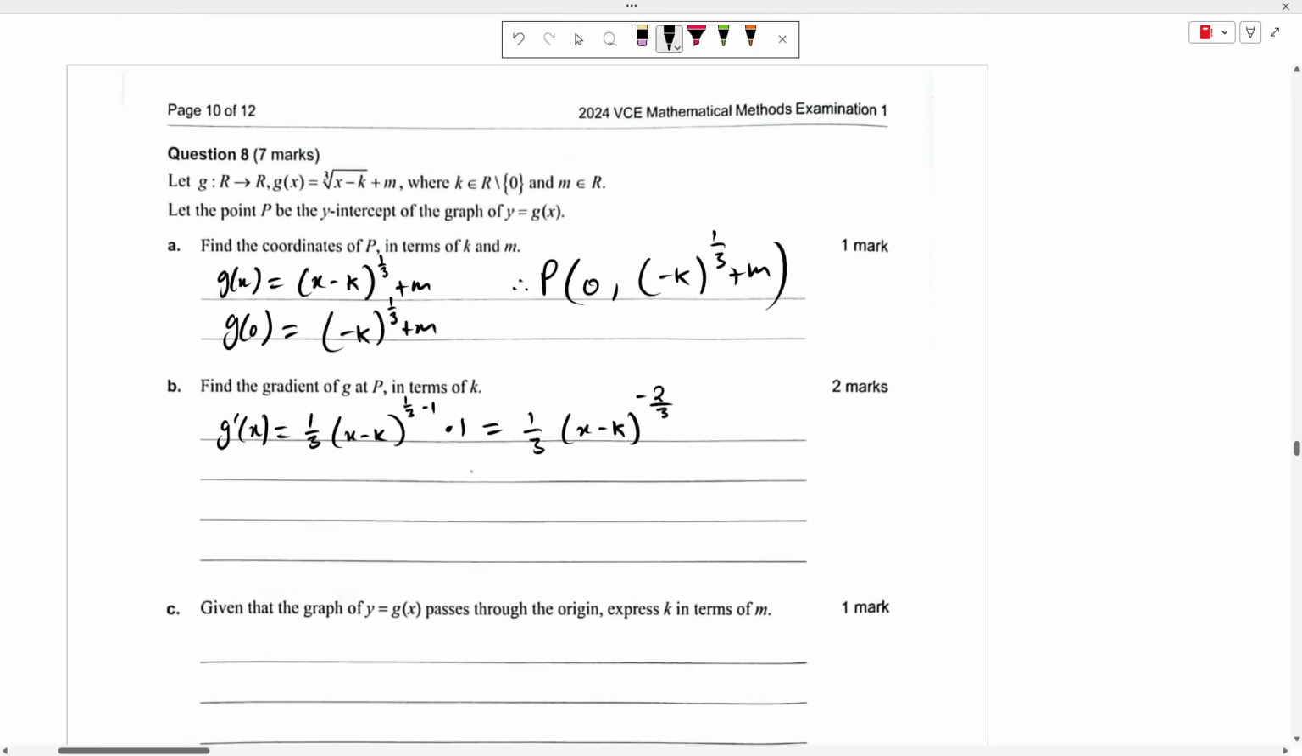Now to find the gradient at P, right? At P, the x-coordinate is 0, so g dash of 0 is going to be a third times negative k to the negative 2 over 3. So that's going to be our answer.